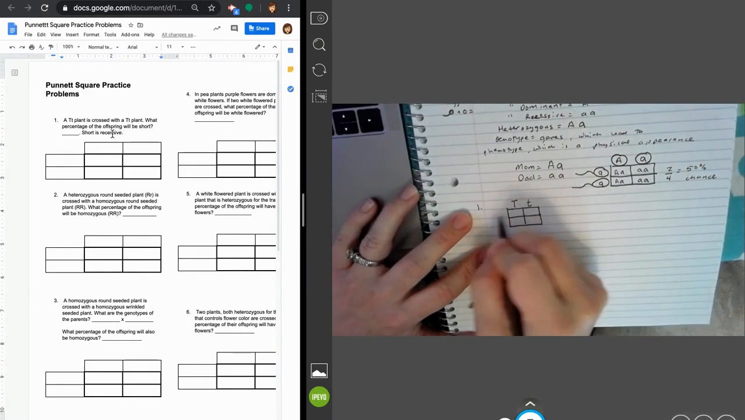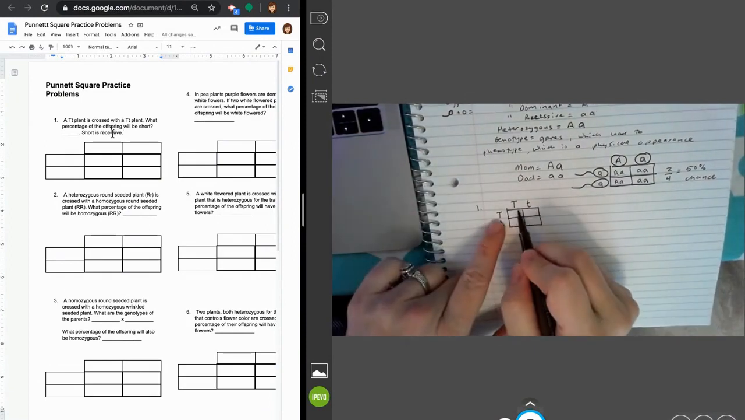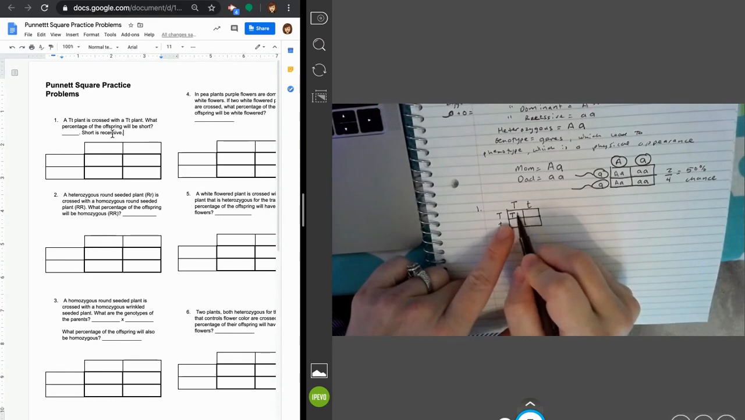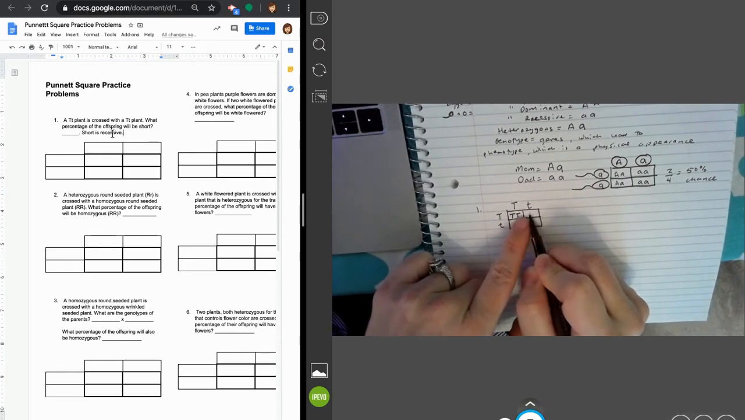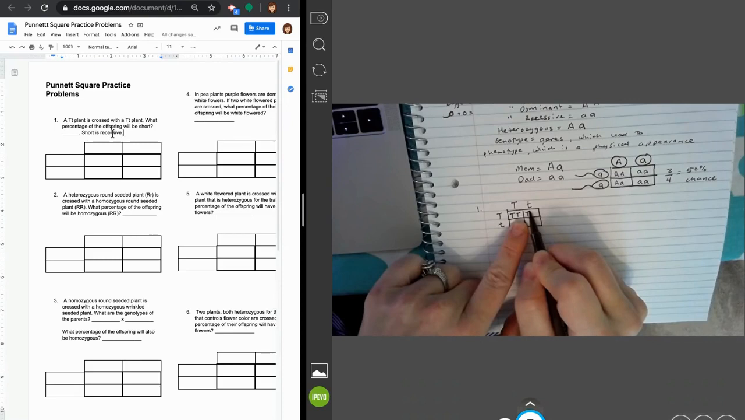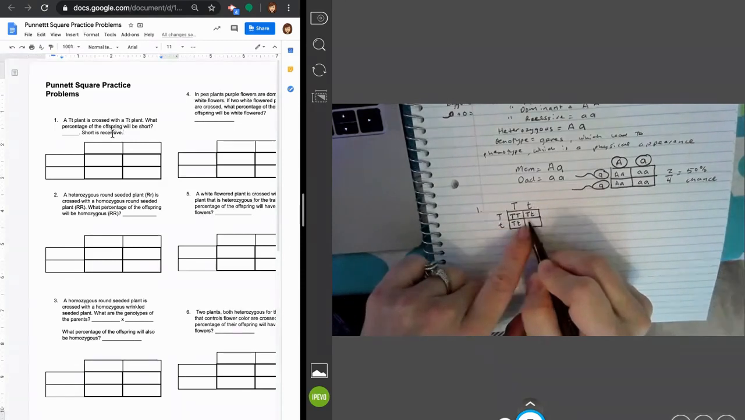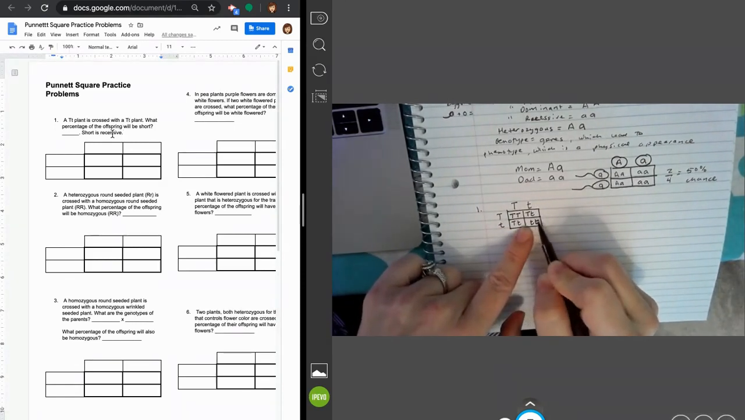Both parents are heterozygous. So I do my Punnett square. These two letters come together to make the first box always. You bring them in. What's on the side? What's on the top? Remember, capital always goes first. What's on the side? What's on the top? You bring it in there.